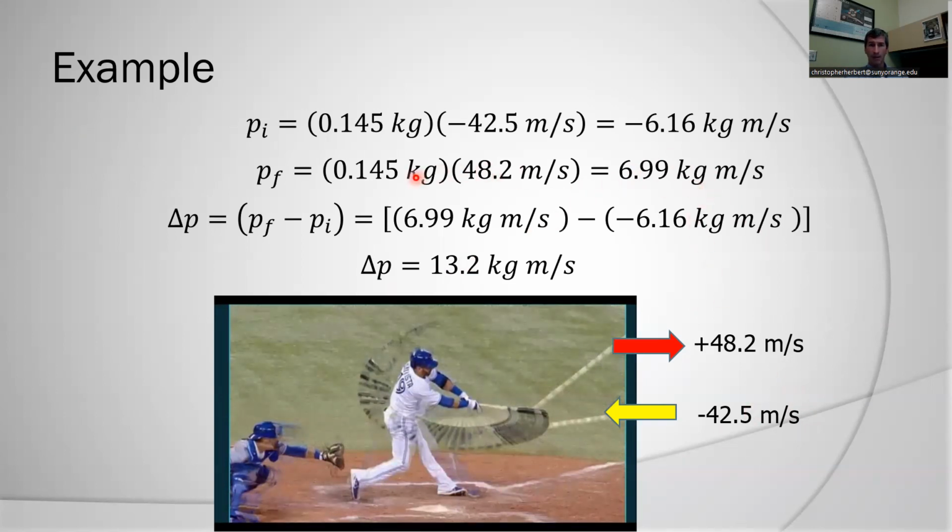So here I look at the final momentum, 6.99 kilogram meters per second, compared to the initial momentum, negative 6.16. If I take the difference between these two, I see that the difference is 13.2 kilogram meters per second. So the impulse here, the change in momentum, is very large, even though the change in kinetic energy might not be all that significant.